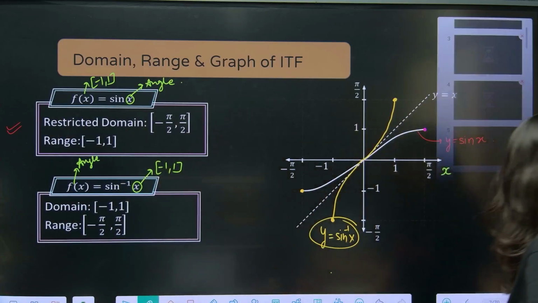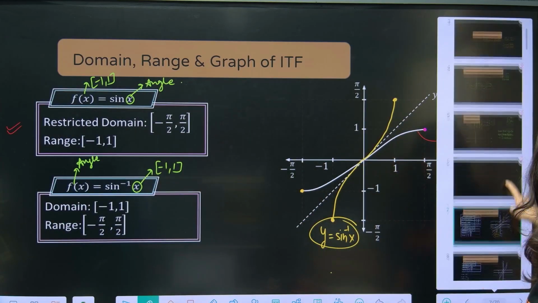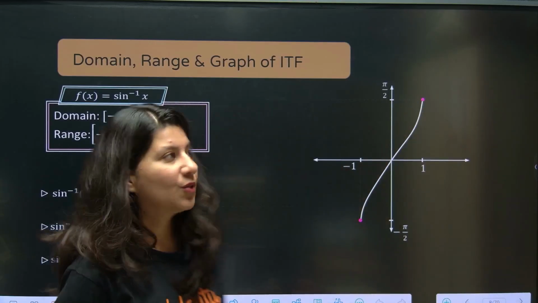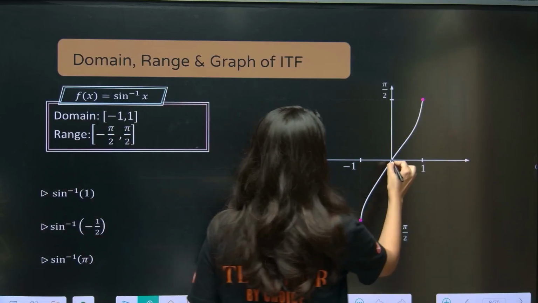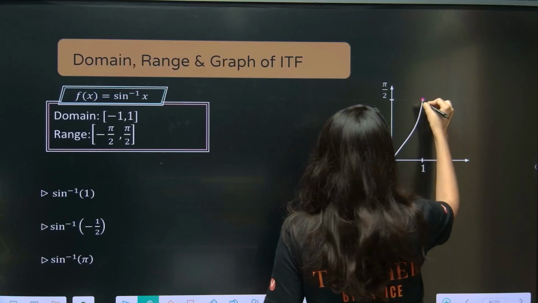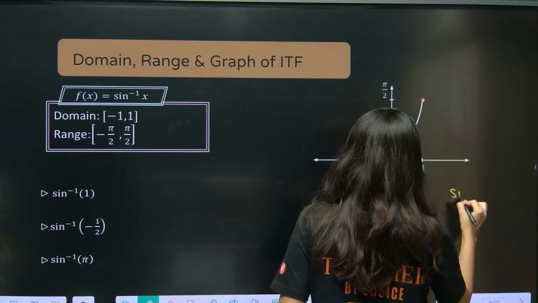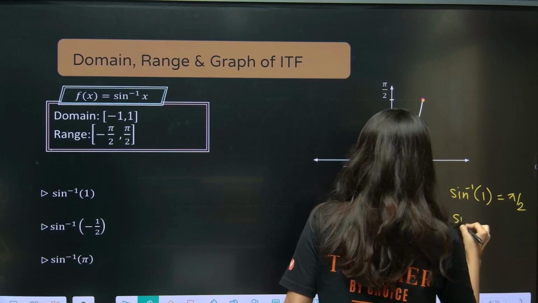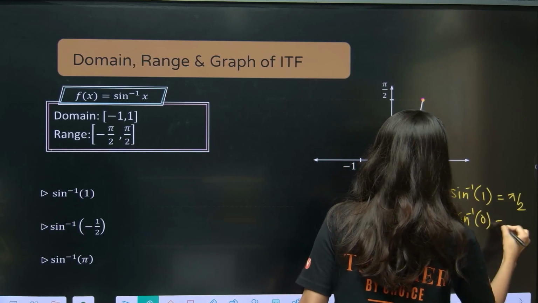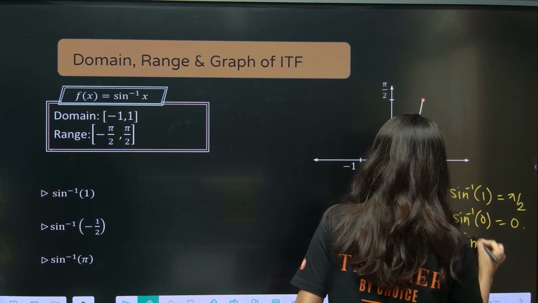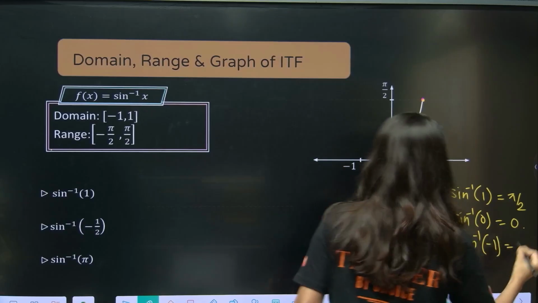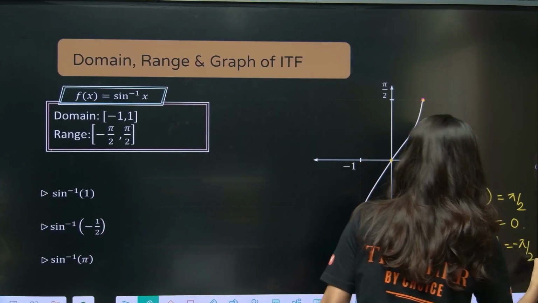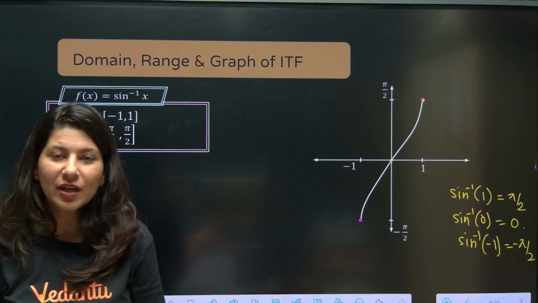So I'll show you now, I'll delete everything and I'll show you the final graph of sin inverse x. It will look like this. This is 0, 0 and this is, see now understand, sin inverse 1 is what? Pi by 2. Sin inverse 0 is what? 0. And sin inverse minus 1, tell me what will happen? Sin inverse minus 1 will be minus pi by 2.